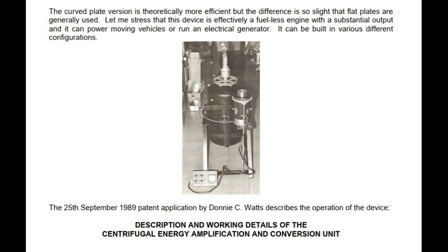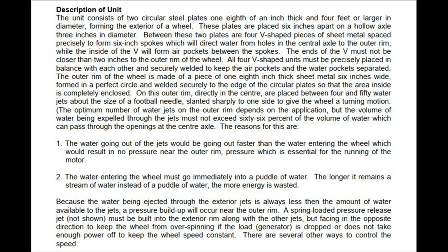Description and working details of the Centrifugal Energy Amplification and Conversion Unit. Description of unit. The unit consists of 2 circular steel plates 1/8 of an inch thick and 4 feet or larger in diameter, forming the exterior of a wheel. These plates are placed 6 inches apart on a hollow axle, 3 inches in diameter.